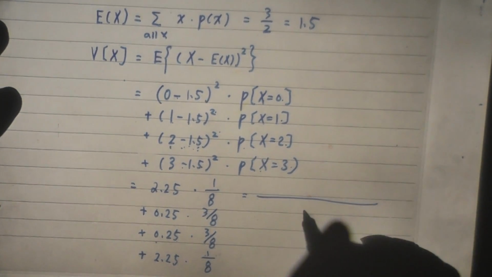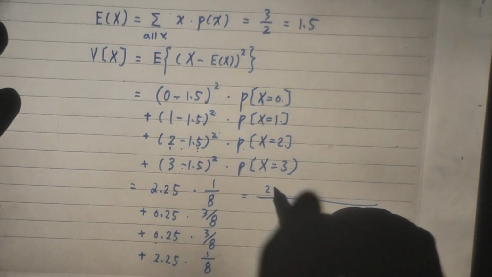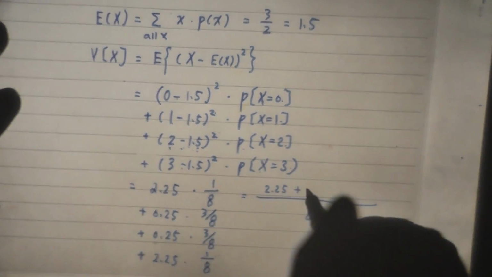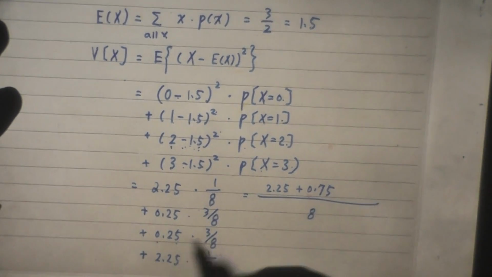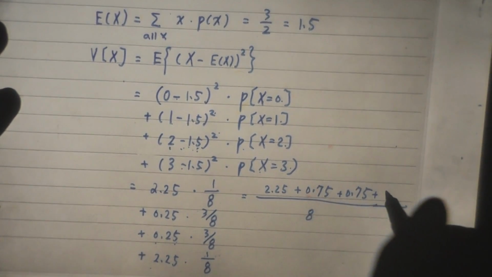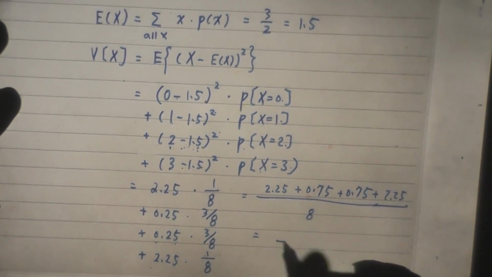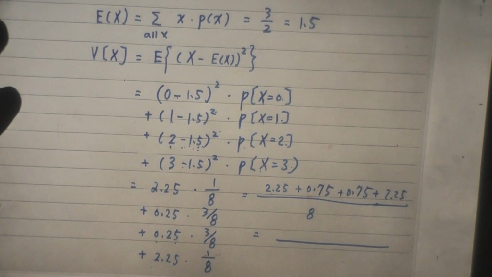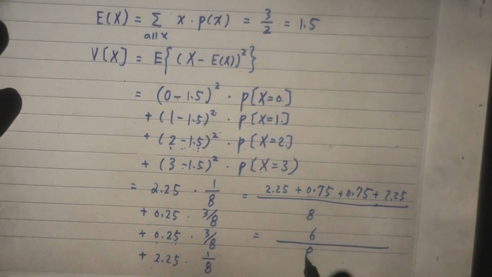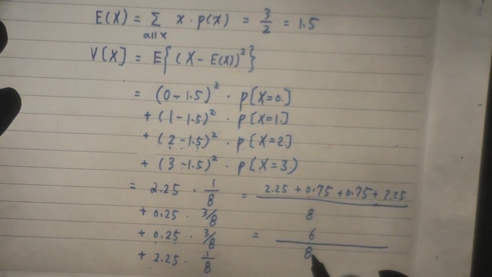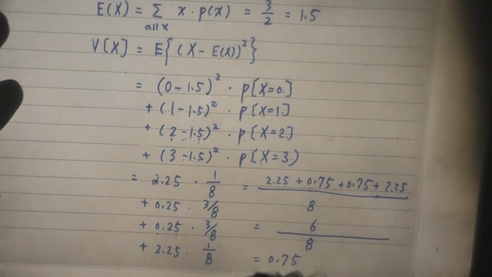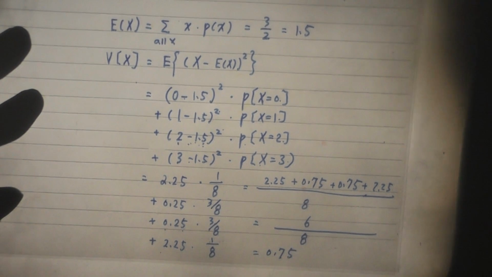So let's summarize all of them. 2.25 times 1 is 2.25. 0.25 times 3 is 0.75. The next term is also 0.75. And the last term is plus 2.25. So if we sum them up, 2.25 plus 2.25 is 4.5, and this is 1.5. They add up to 6. So variance of X is 6 over 8. 6 over 8 is 0.75. Okay? That is a very concrete example to compute variance of X.